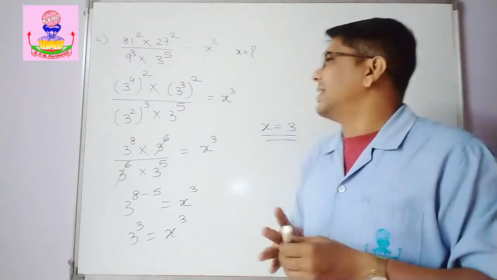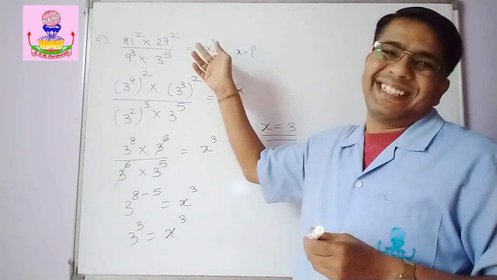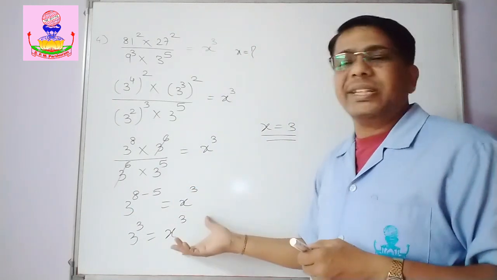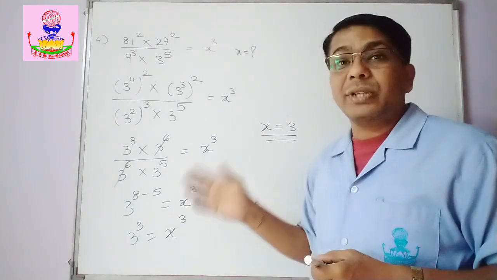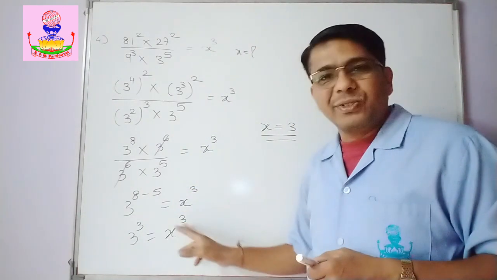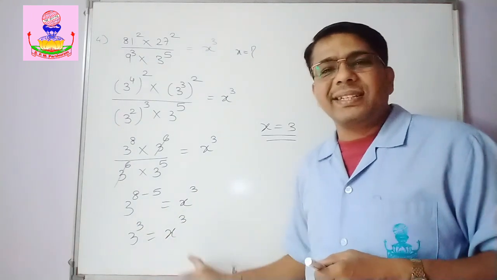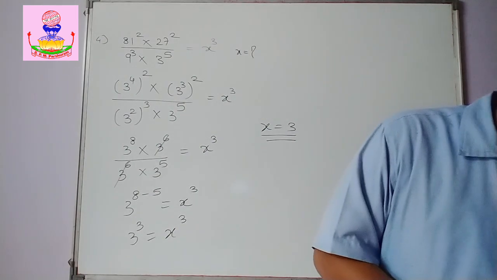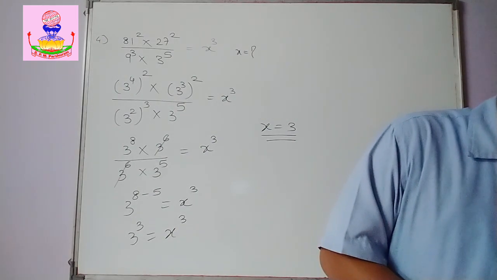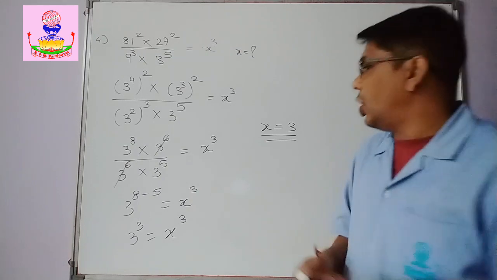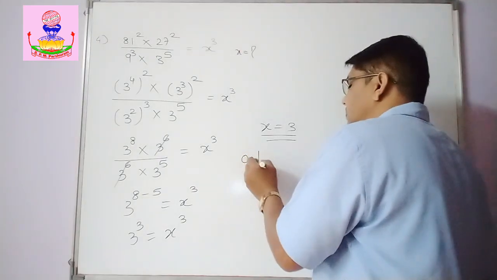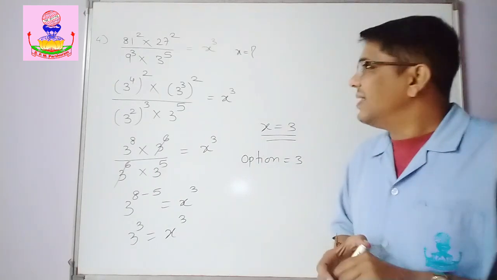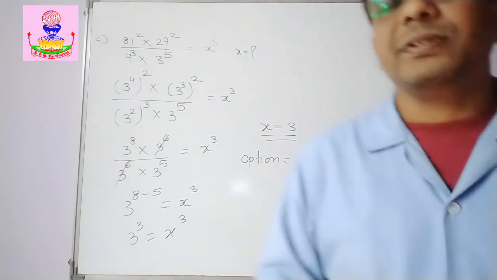No need to solve further, because I only want the base. But we have gone through till the last stage so that you will come to know: powers are the same, so they will get cancelled. Value of x is 3. So option number third. Now let's move to the next example.